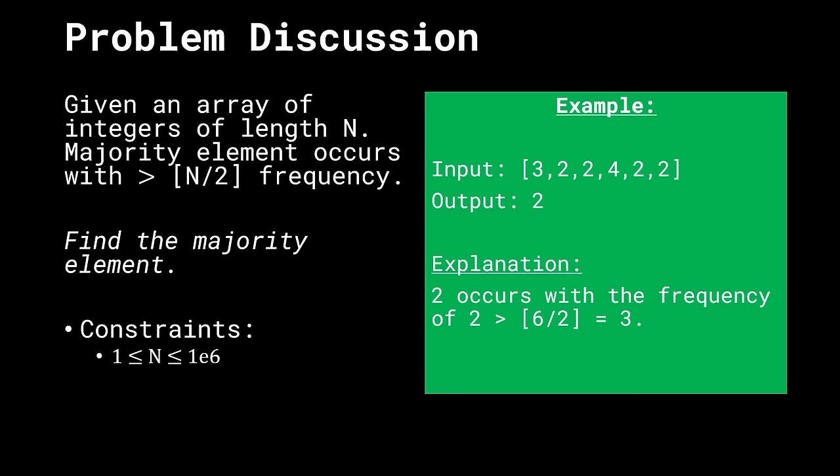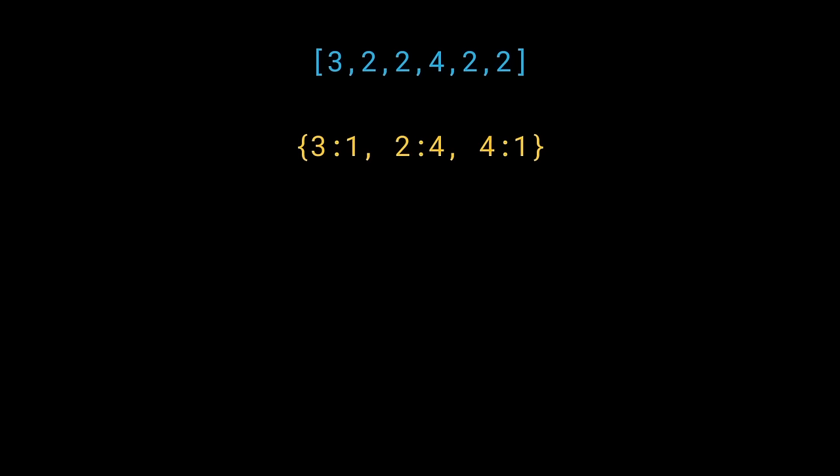All right, so how can we get started with the solution to this problem? Well, let's talk about the naive solution. What is something that we can do right away? What we can do is create a frequency table. So we can say that 3 occurs with the frequency of 1, 2 occurs with the frequency of 4, and 4 occurs with the frequency of 1. Nothing special, right? We've just created frequencies corresponding to each element.